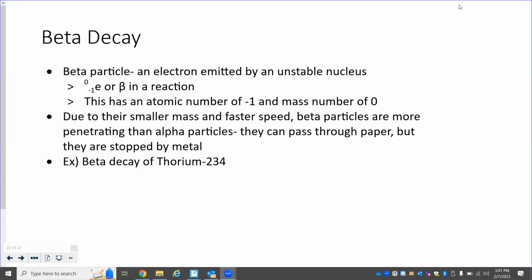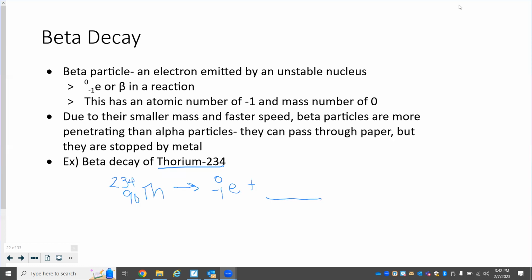And to look at these reactions, I have the example of the beta decay of thorium-234. So yet again, when it is written out, we look at what our original substance is, the thorium-234. Just remember, 234 is our top number. Thorium is number 90 on the periodic table, and it has the symbol TH. It's going through beta decay, meaning it gives off that beta particle, the 0 -1e. And we're looking at what is left over after it gives off that beta particle.